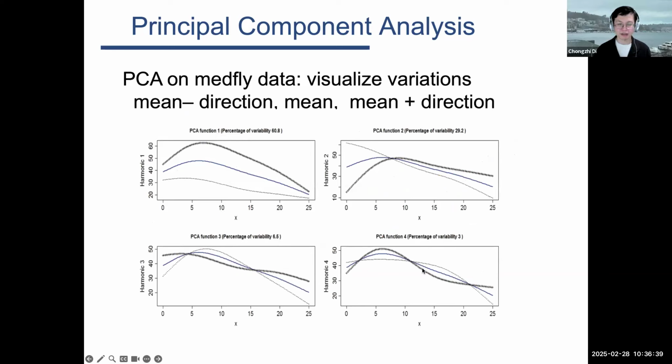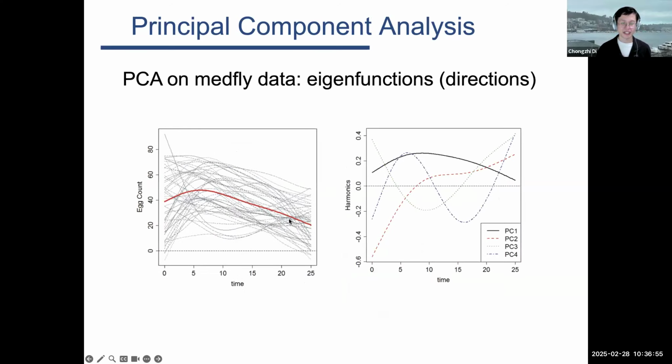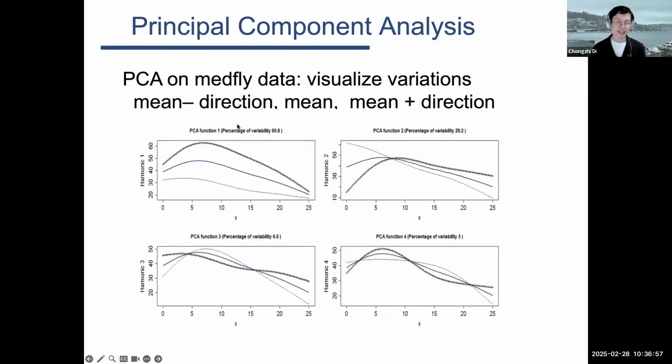Each of these shows principal component 1, 2, 3, and 4. Let's use the first one as an example. We plot three different curves. The one in the middle is the mean curve, the mean trajectory, really the average curve. Then we create two additional curves: the mean minus the direction we are talking about, and the mean plus the direction.